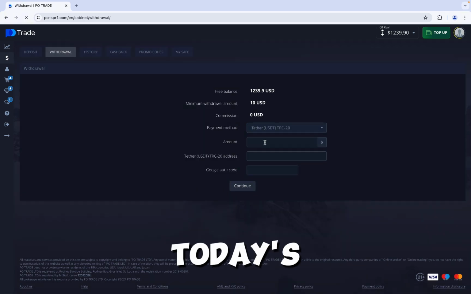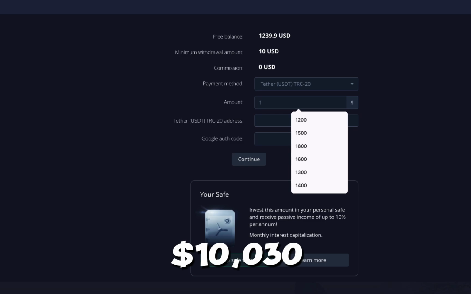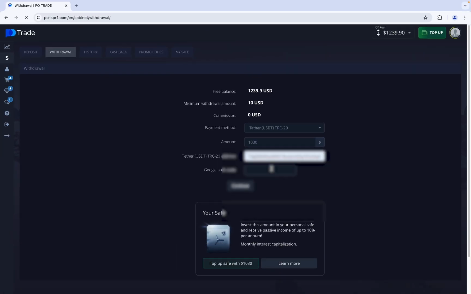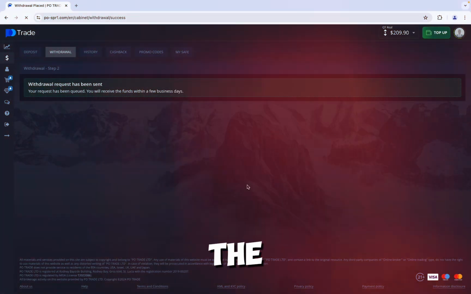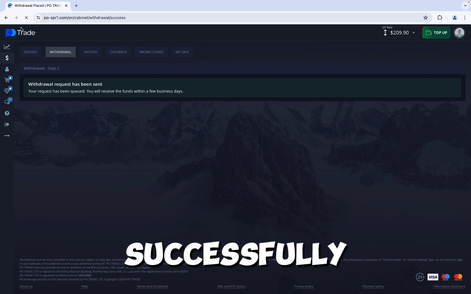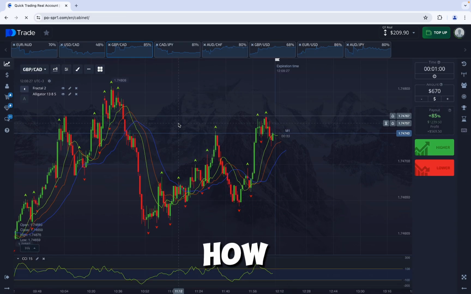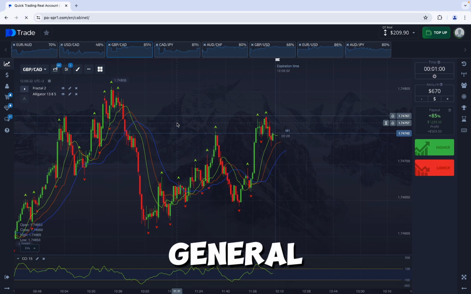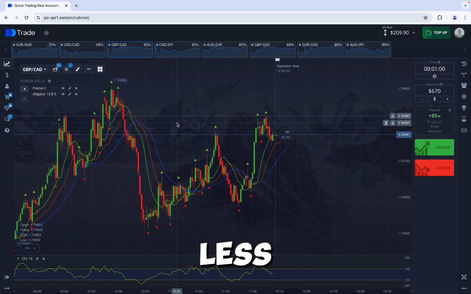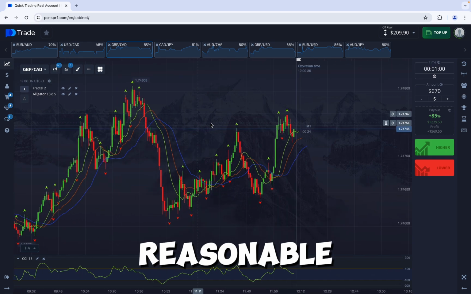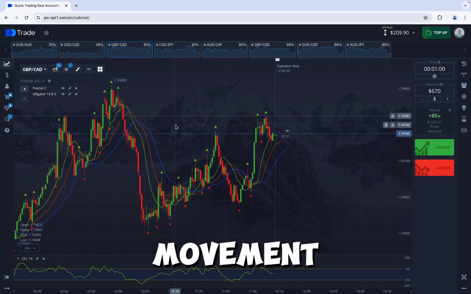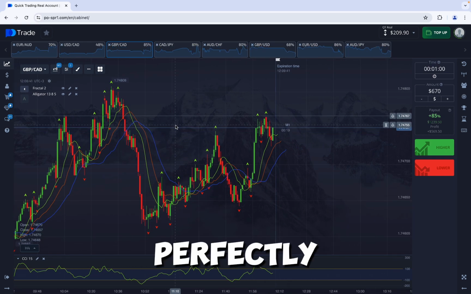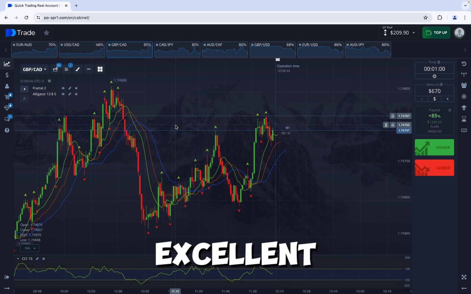The sum of today's profit will be $10,030. The withdrawal operation is successfully executed. This is how trading turned out today with the use of these indicators. In general, nothing was difficult. More or less, the movement today is reasonable, and the strategy under today's movement was perfectly selected, so I fixed the excellent trading result.